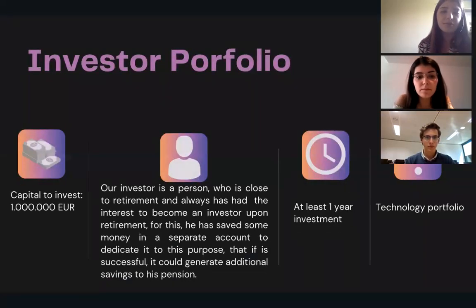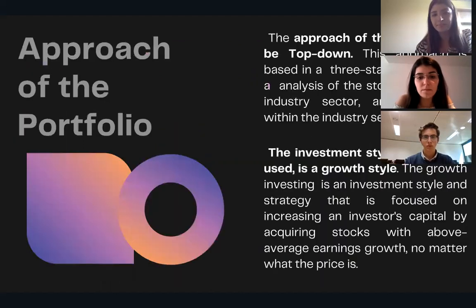Referring to the investor's profile, we have a capital to invest of 1 million euros. Our investor is a person that is close to retirement and has always had the interest to become an investor upon retirement. For this, he has a separate bank account to this proposal, and if it is successful, then he will have an additional saving for his pension. And we are going to use a 1 year investment.